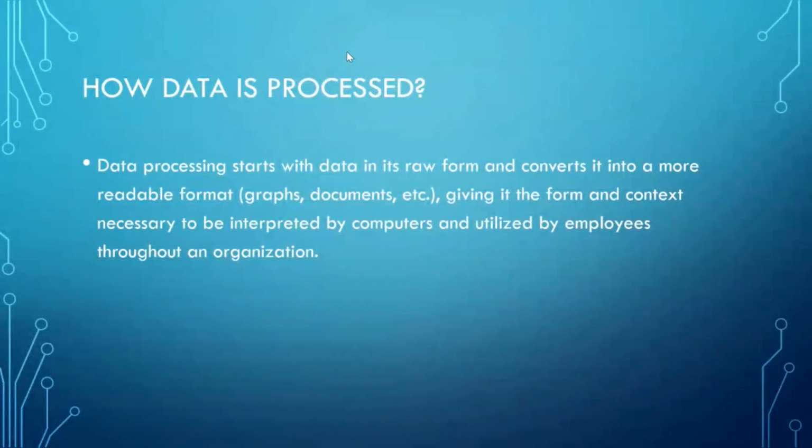Okay, so how is data processed? Data processing starts with the data in its raw form, and it converts into more readable formats, graphs, documents, etc. Giving it the form of context necessary to be interpreted by computers and utilized by employees throughout an organization.